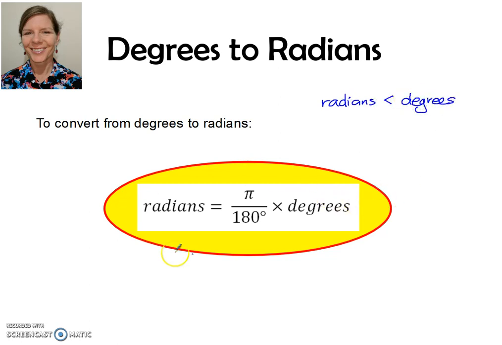So if you multiply this out and you end up with a number that's bigger than your degrees, then you've probably flipped this up the wrong way. Okay, so that's the way of remembering it. And then obviously to get from radians to degrees, you go back the other way.